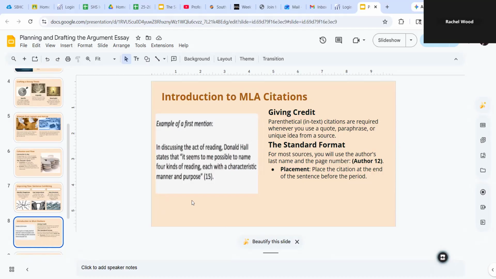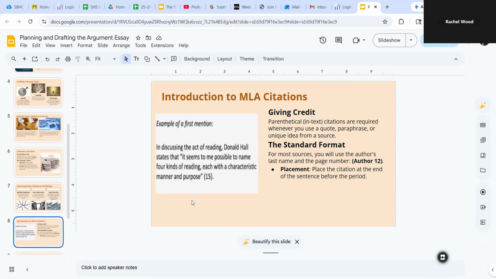have parenthetical citations that are in text. Those are required whenever you use a quote, a paraphrase, or a unique idea from a source. For most sources, you're going to use the author's last name and page number. And you will place the citation at the end of the sentence before the period. The period goes at the end of the parenthetical citation.